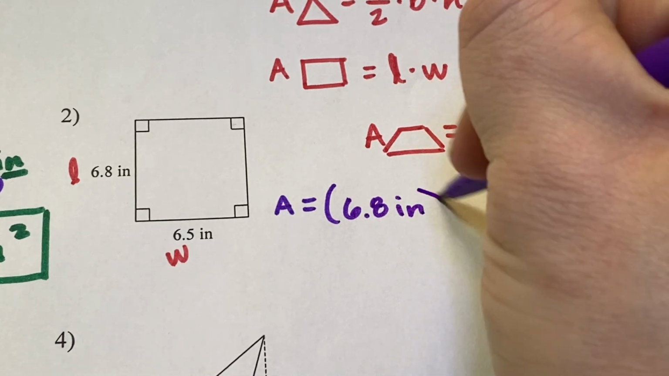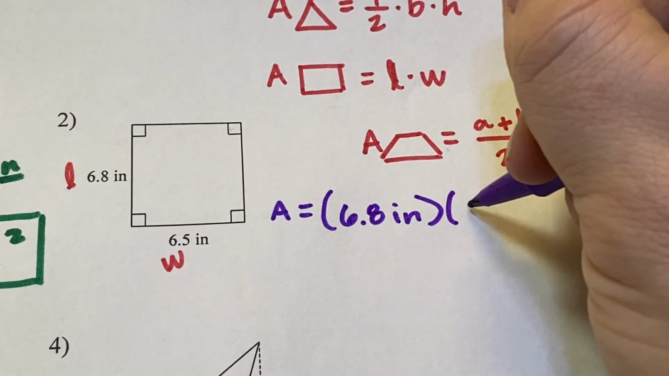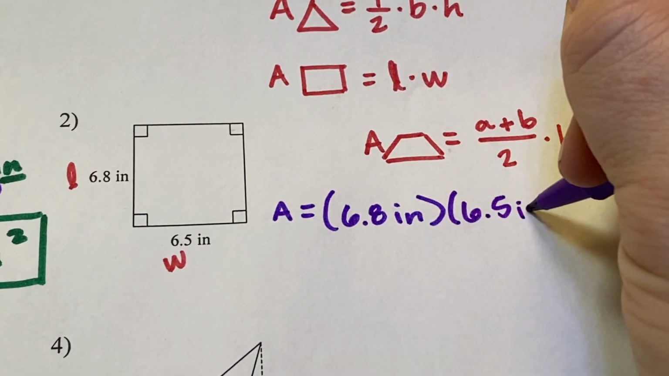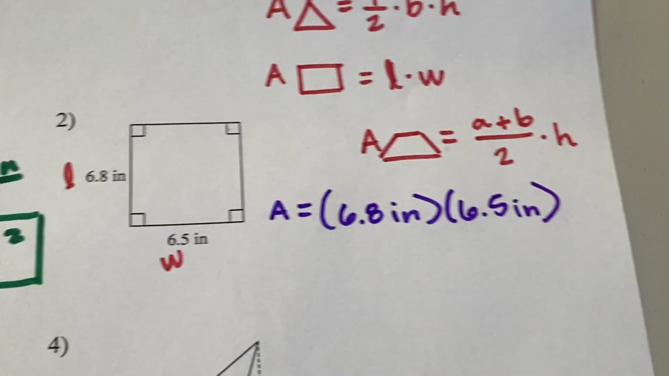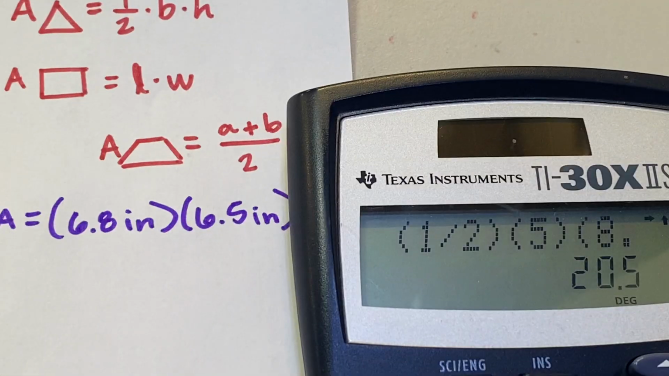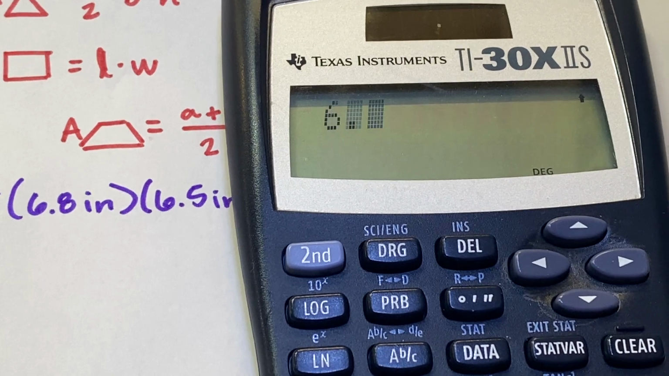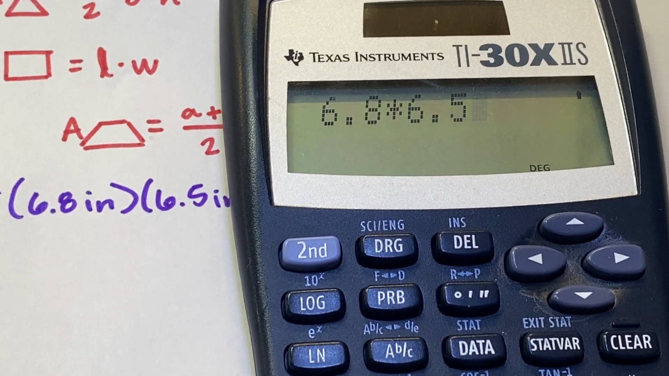6.8 inches, and yes, I want us to write the units this time, times 6.5 inches. Okay, so I'm going to go to my calculator. Don't want to multiply decimals in my head. 6.8 times 6.5. 44.2.